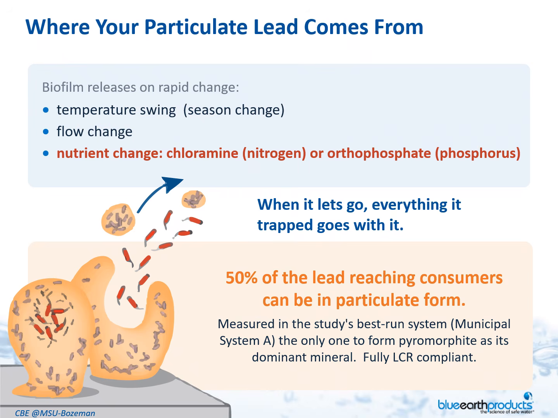So the key point in this talk is about particulate lead and understanding where it comes from, how to find it, how to understand it. And that comes about when there are changes in the water system where the biofilm reacts: temperature swings, flow changes. Any kind of treatment change is also a nutrient change, because chloramines, for example, have nitrogen, orthophosphates have phosphorus.